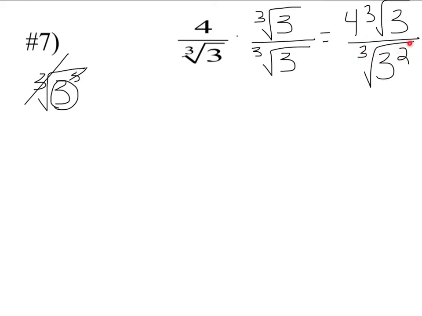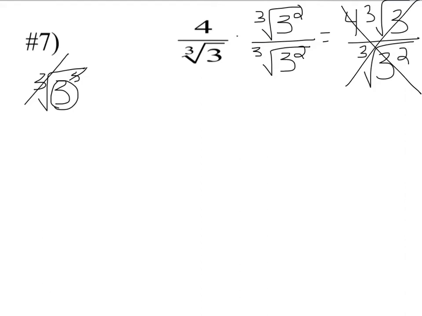This index and this exponent don't cancel each other out. I need this to be a 3 in order to be able to cancel the root and the exponent. So what's going to happen is, instead of multiplying by cube root of 3 over the cube root of 3, I'm going to say the cube root of 3 squared over the cube root of 3 squared.